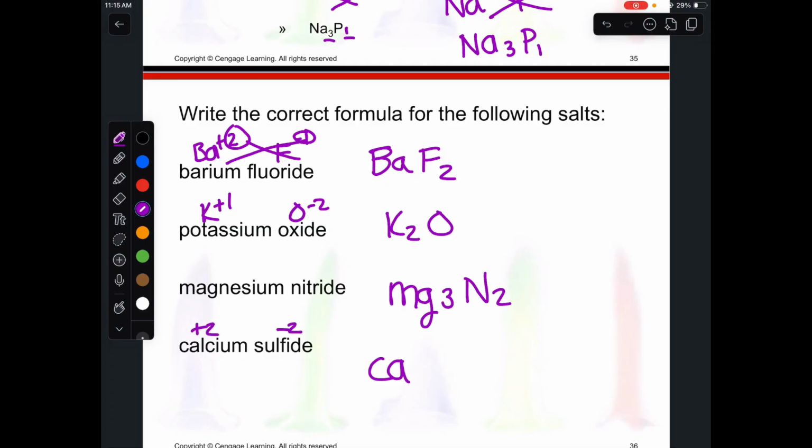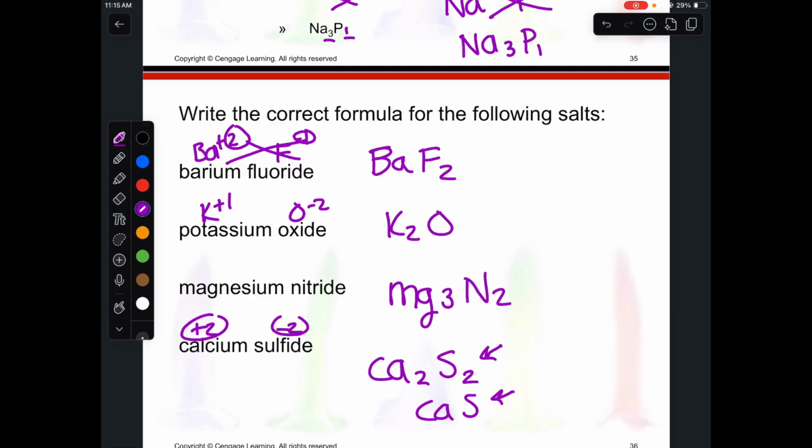Now, this is a +2 -2, okay? So you can write this as Ca2S2. But when they are the same number, or they can be simplified, a 2 and a 4, a 3 and a 6, we usually end up doing that. So you're going to more see this as CaS. And you have to just remember that these are always a +2 -2.